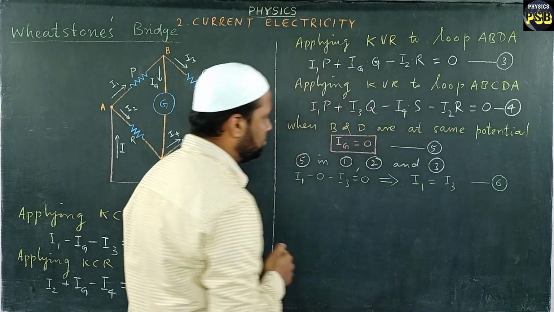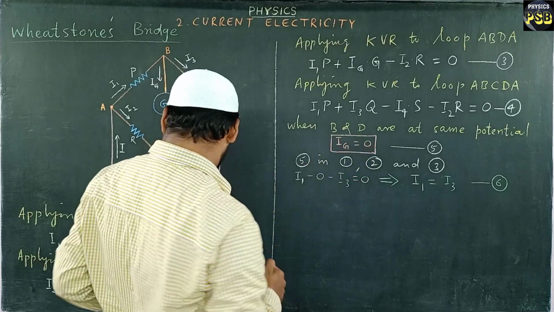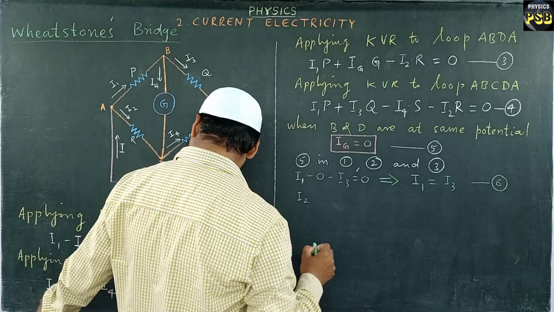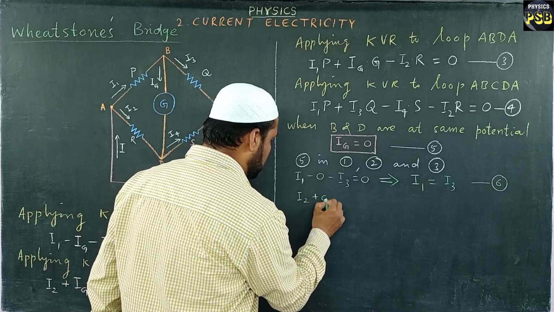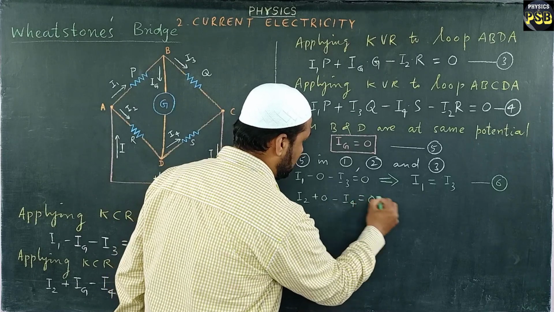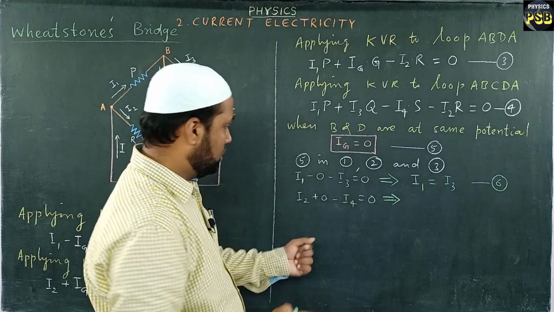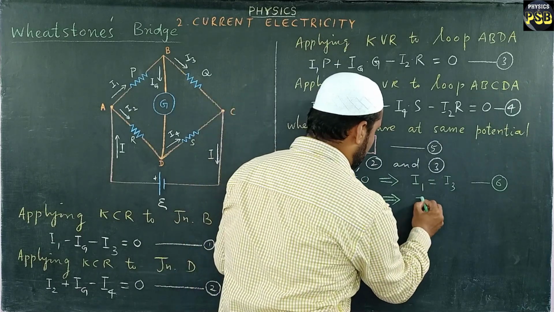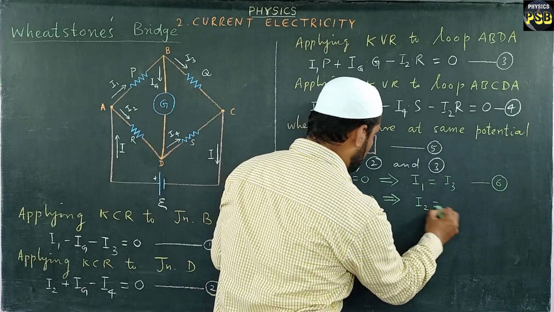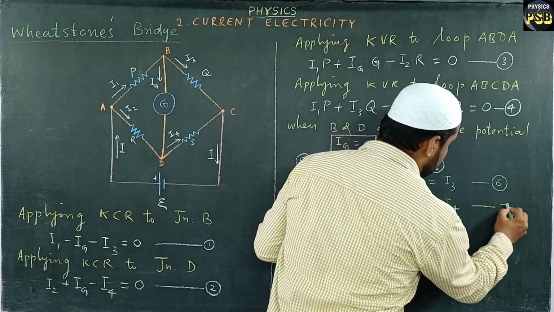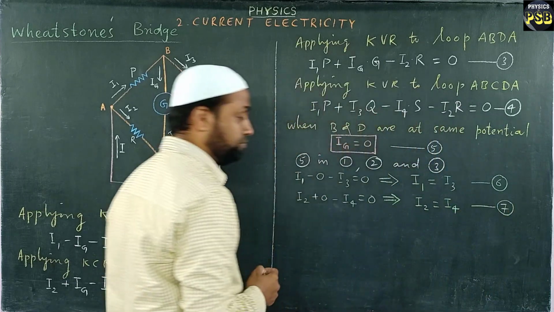Now I'll substitute equation 5 in equation number 2. I get I2 plus 0 minus I4 equals 0. Now I take minus I4 to the other side. So I get I2 equals I4. This is taken as equation number 7.